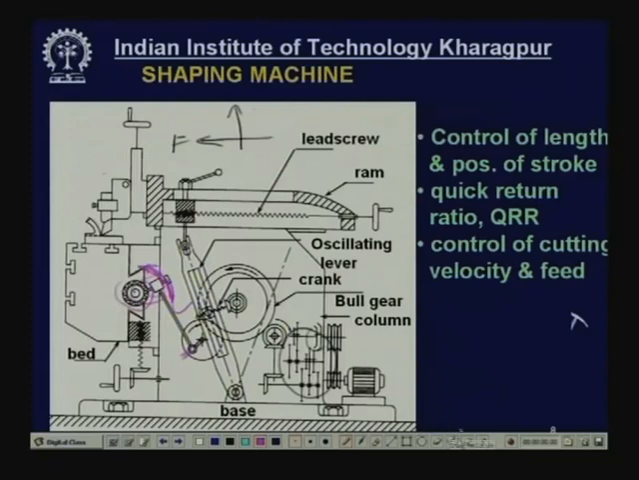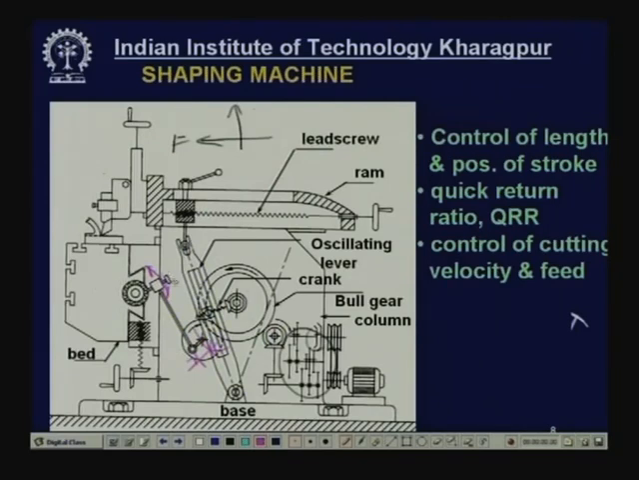Now, this amount of movement, or the rate of feed, will depend upon how much angle this ratchet rotates, which will depend upon the amount of oscillation. This will depend upon this radial distance, this eccentricity, which can be changed from time to time. This is how we get automatic feed.